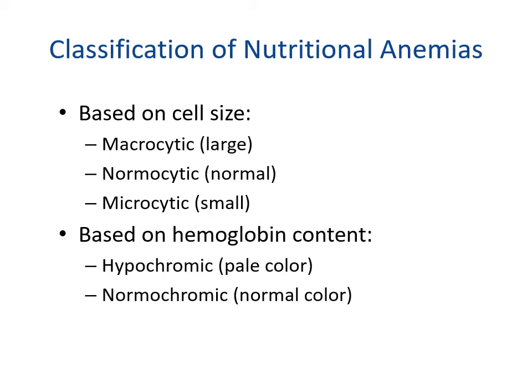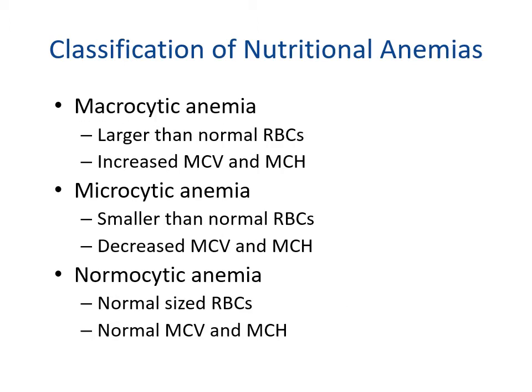So again, looking at the classification of our nutritional anemias, we have based on our cell size, macrocytic or large cells, normocytic or normal cell size, and microcytic or small cell size. We can also classify our anemias based on hemoglobin content, so we can have hypochromic or low color or pale color, or normochromic, which is normal color. So looking at macrocytic anemias, we'll see larger than normal red blood cells with increased MCV and MCH. With microcytic anemia, we have smaller than normal red blood cells, so we'll see decreased MCV and MCH. With normocytic anemia, we will see normal-sized red blood cells with normal MCV and MCH.